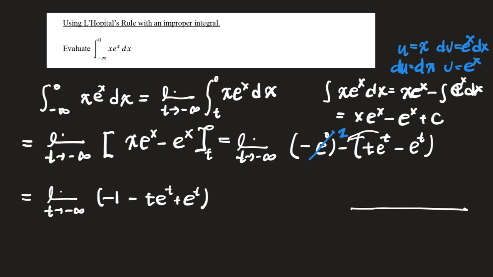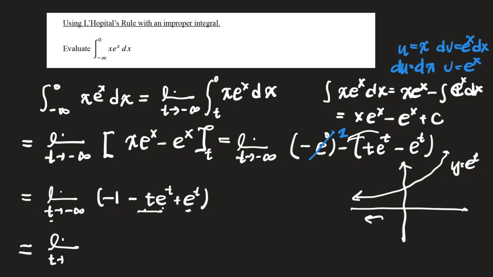Guys, remember this graph? As x goes in this direction, e^t goes to 0. This part is going to 0, okay? But this one is a trouble. As t approaches negative infinity, e^t goes to 0, so this one is a 0 times infinity form, and we have to find the limit. So I'm going to separate: the limit of negative t e^t, and the other part going to 0, so negative 1. You're going to find this limit.